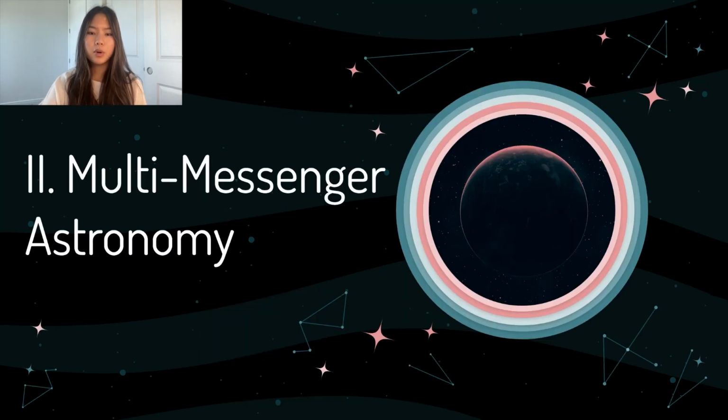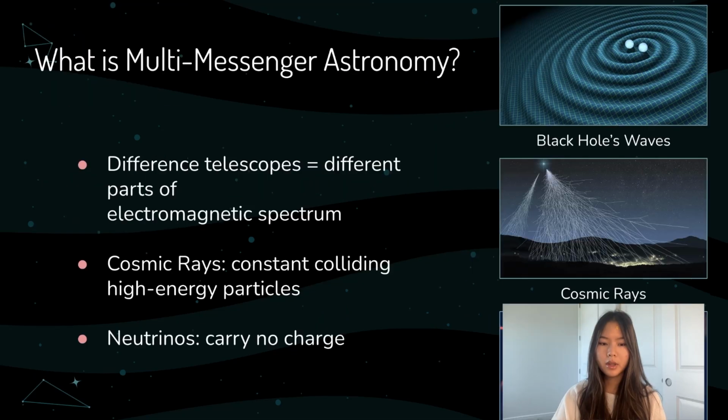So now let's dive more into multi-messenger astronomy. Multi-messenger astronomy combines different kinds of information, for example light, cosmic rays, gravitational waves, and neutrinos, to understand more about a certain source they're looking at. This helps us answer a lot more questions about the universe, such as when we were looking into neutron stars. Different telescopes can observe different parts of the electromagnetic spectrum, but also some objects in the universe don't emit light, such as black holes.